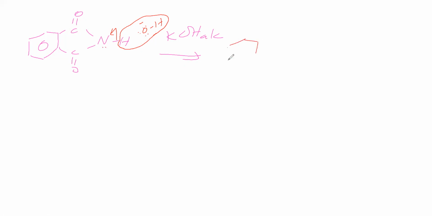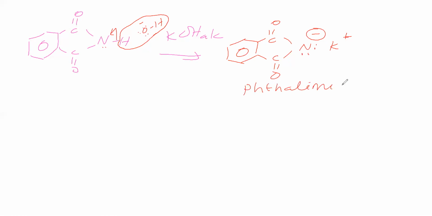So what is remaining here: C double bond O is there. Here C double bond O. This N is having two lone pairs, so negative charge, and this K plus is balancing this negative charge. This is the salt. This salt name is called potassium phthalimide. Then it is reacting with alkyl halide. This lone pair is attacking R. This X is leaving as X minus. Therefore, we will get here C double bond O.